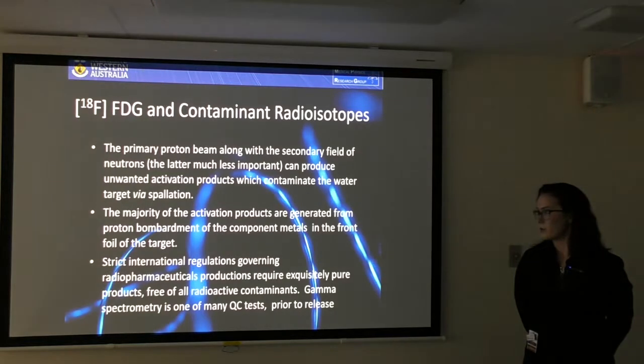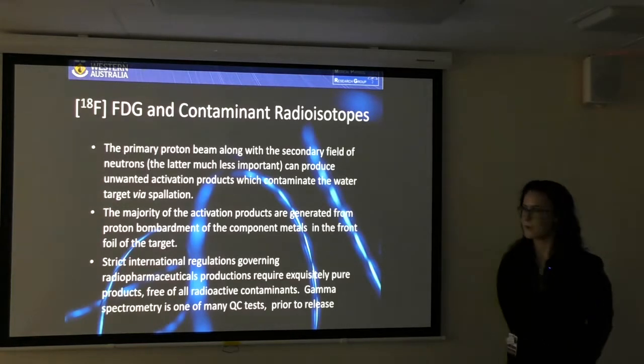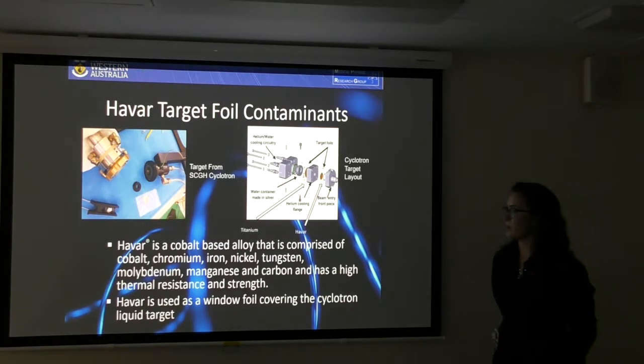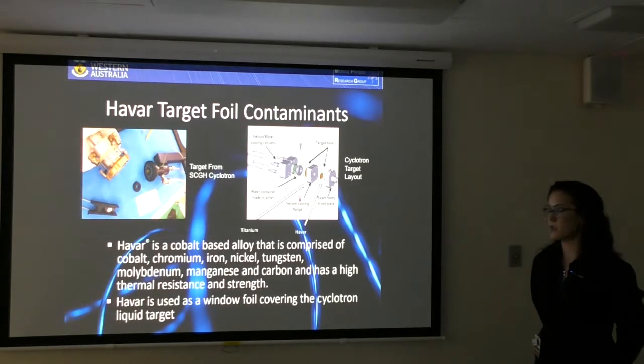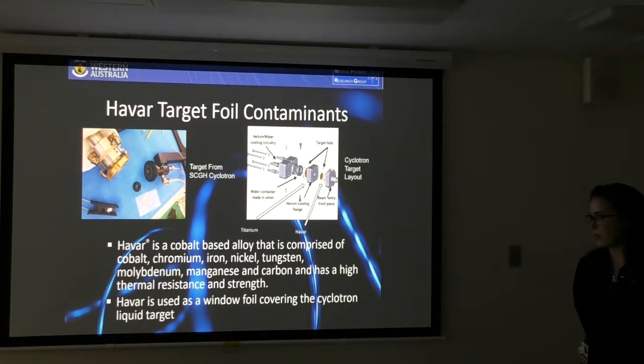There are strict international regulations that govern pharmaceutical production, and these require extensively pure products free of all radioactive contaminants. Many tests, such as gamma-ray spectrometry, can be used in order to QC. So the main foil at the front of the target is actually made of Havar. Havar itself is a cobalt-based alloy that is comprised of cobalt, chromium, iron, nickel, tungsten, molybdenum, manganese, and carbon. It has a high thermal resistance and strength, and this is used as the main foil covering.